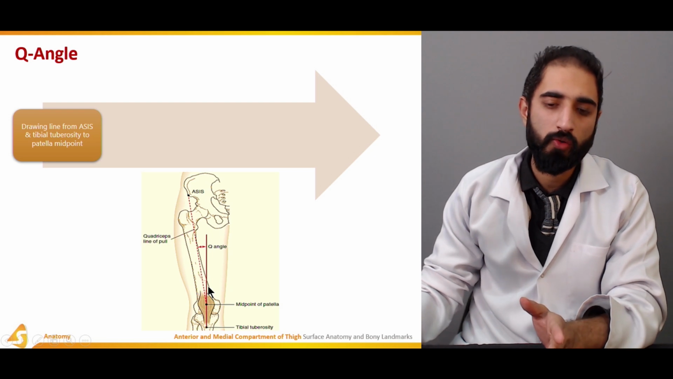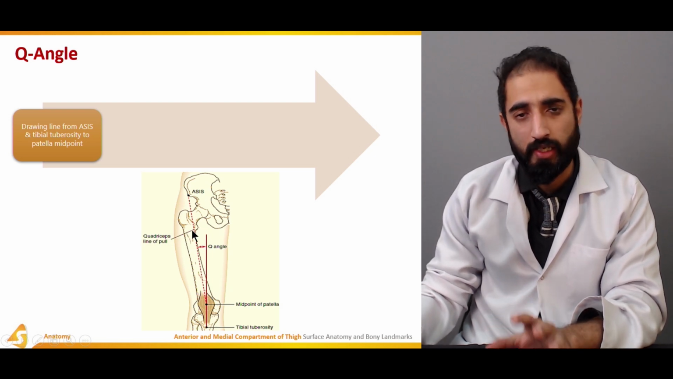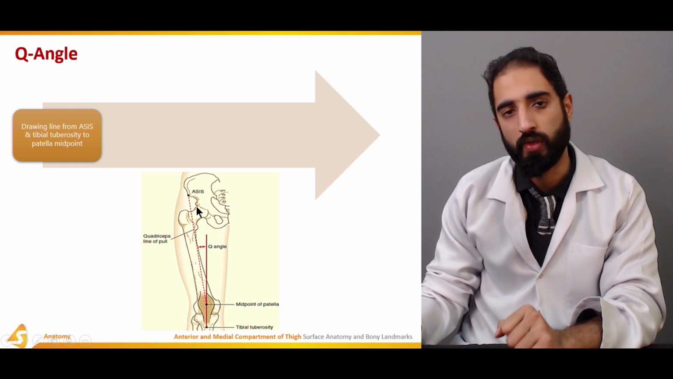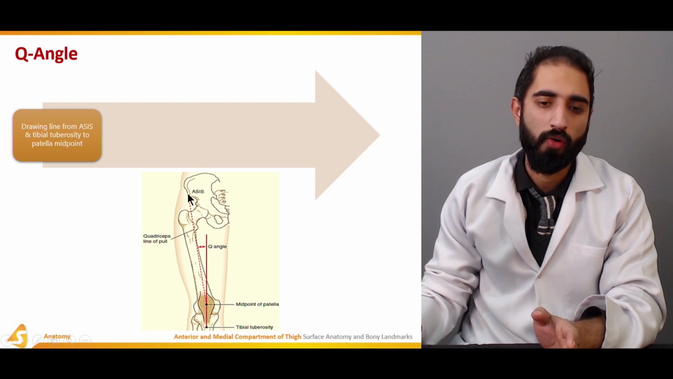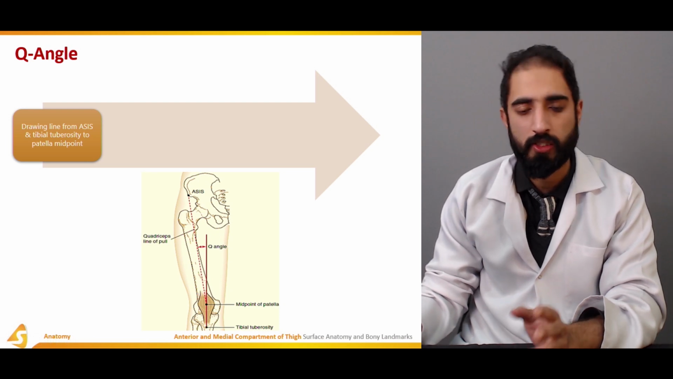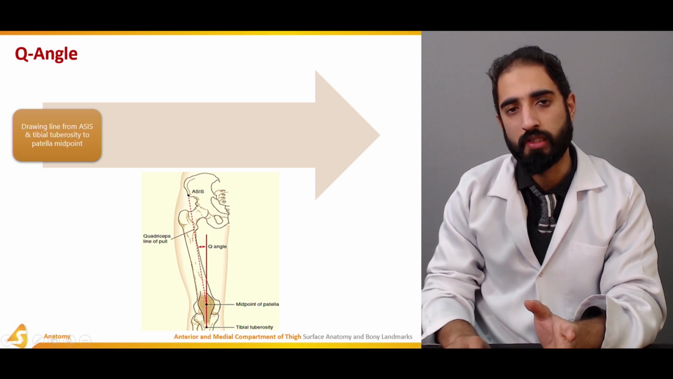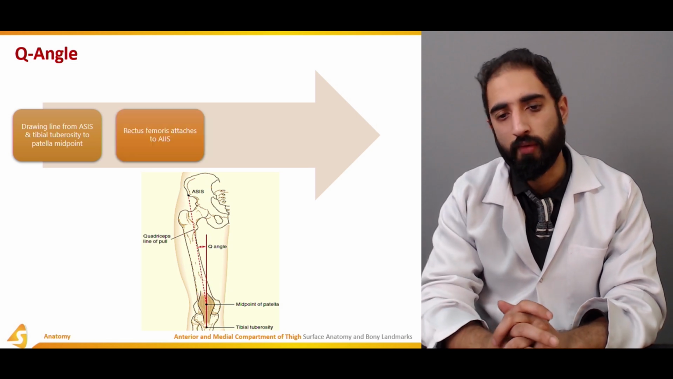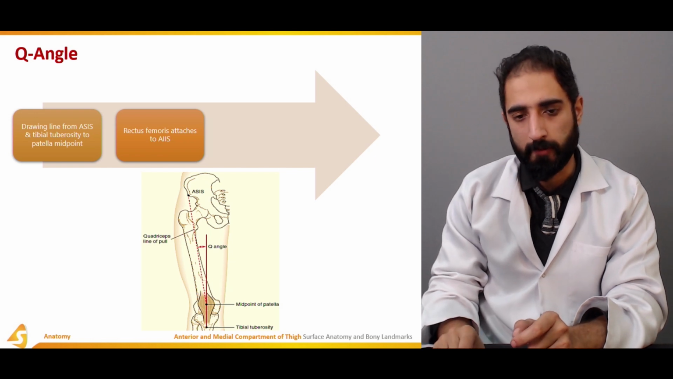Another important thing to understand is that we are talking about rectus femoris, but rectus femoris does not arise from the anterior superior spine, but from the anterior inferior spine. So why are we taking the anterior superior spine for the calculation of Q angle? This is because the anterior superior spine is very easy to palpate. So that is why we use the anterior superior spine instead of the anterior inferior spine.